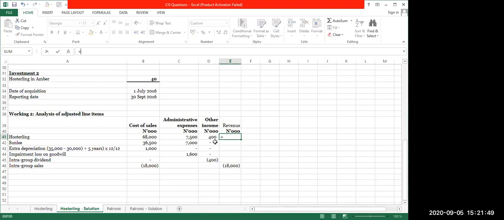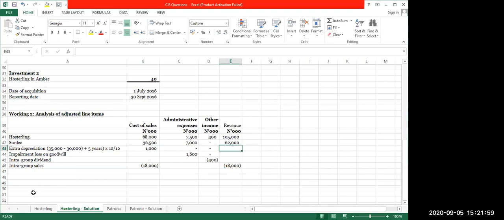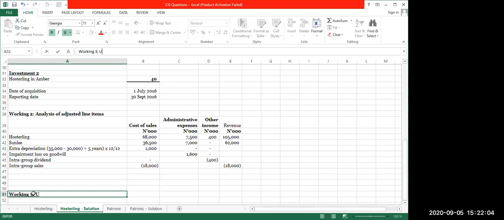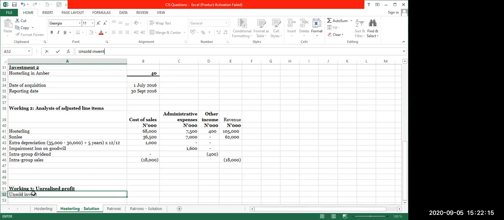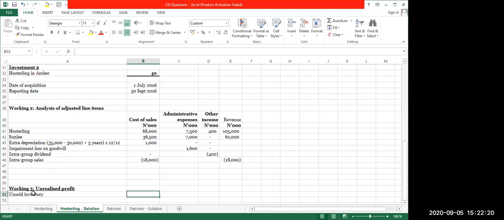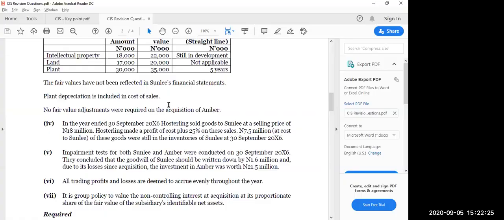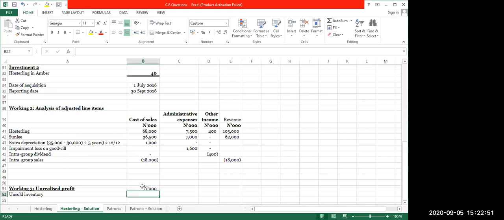The next thing I'm expected to do is to calculate my unrealized profit. That will take me to working three, unrealized profits. The starting point is to ask, how much is the unsold inventory? By unsold inventory, how much of the inventory is unsold to a third party? If we take us back to that question, in additional information four, the unsold inventory is 7.5 million. They said 7.5 million of these goods were still in the inventories of Sunley. So the starting point is that 7.5 million. So I register it.